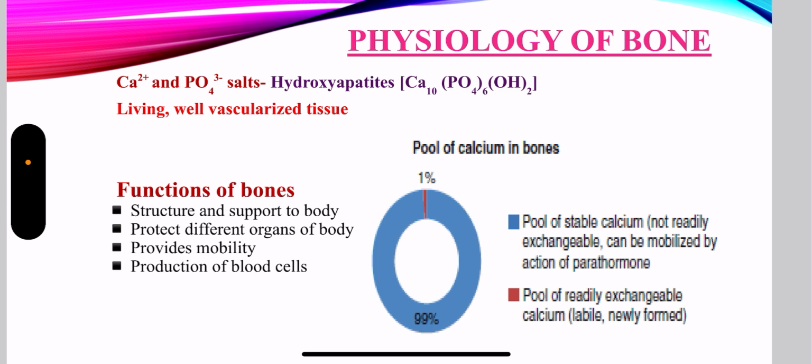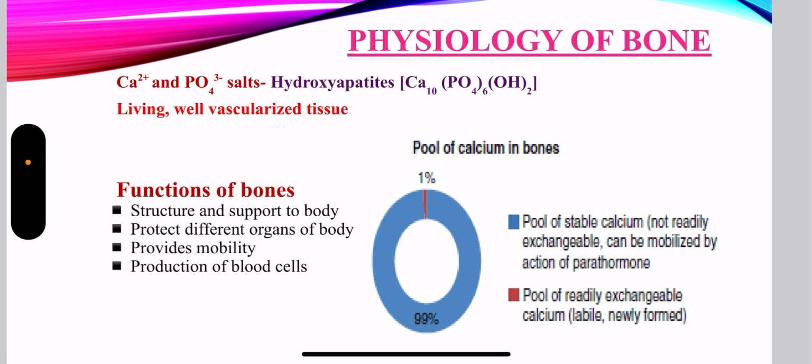So what is the function of bone? It provides structure and support to the body. Okay, and it protects different organs of the body as well. It gives mobility and it is involved in the production of blood cells. We had discussed this role in hematology, that there is a role of bone marrow in the process of hemopoiesis.